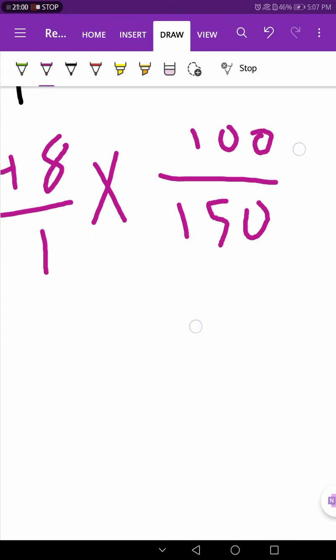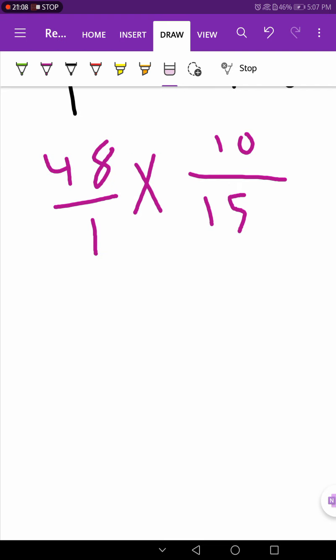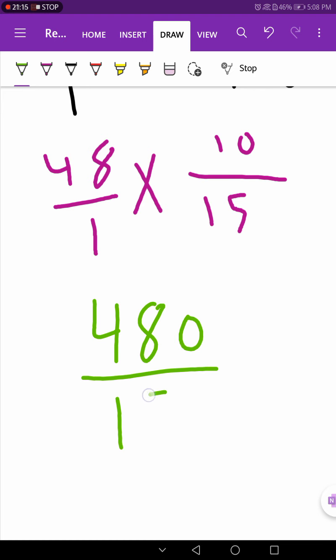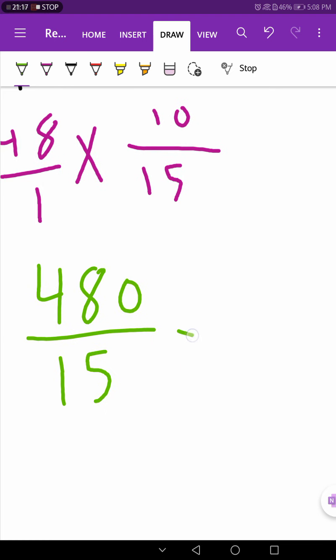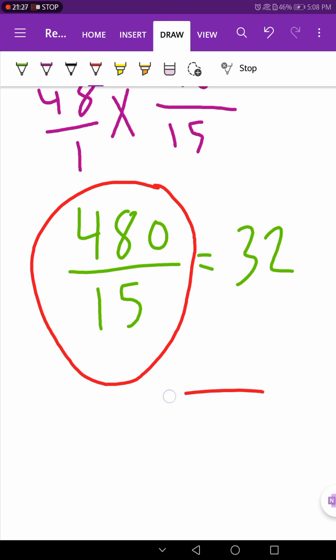Now, multiply. Do you have any zeros here? No, only in the 100. Zero up and zero down. Good. Now 480 divided by 15, yes, it is equal to 32. I remember this question, because we saw the answer. And if you do the long division here, 480 divided by 15, you will get 32.